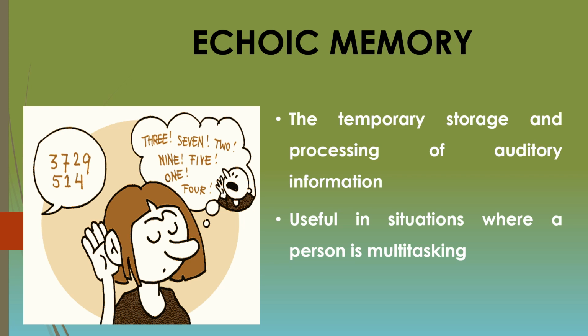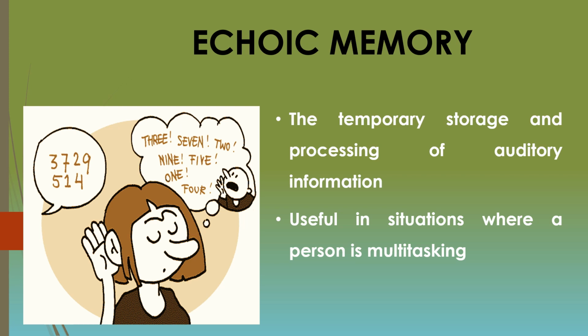Next is echoic memory. It is a type of sensory memory that is responsible for the temporary storage and processing of auditory information. It is called echoic memory because it is similar to an echo that lingers after a sound is produced. The echoic memory allows the brain to briefly store and process auditory information. It can be used to support more complex cognitive processes.